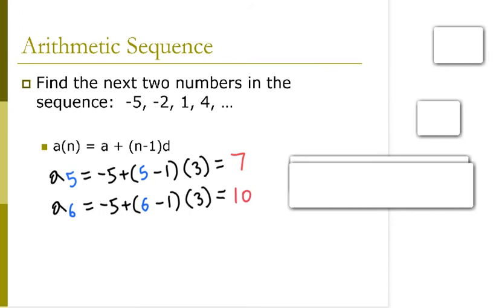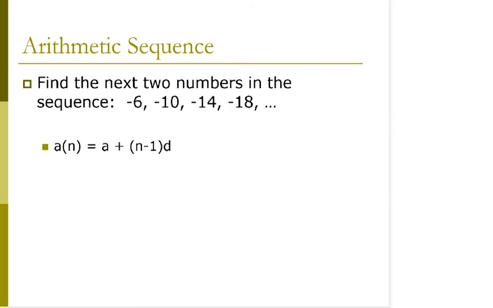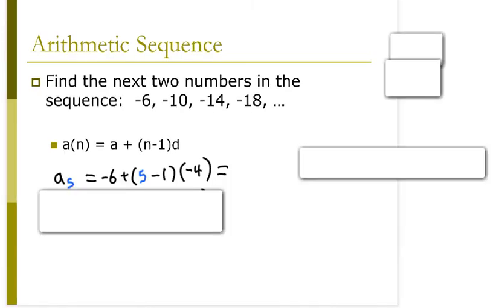Pause it and see if you can work this one out yourself. To figure out the fifth term, we're just going to put 5 for our n, and notice that the common difference here is negative 4, since these numbers are decreasing by 4 each time. 5 minus 1 is 4. 4 times negative 4 is negative 16, and negative 16 plus negative 6 is negative 22.